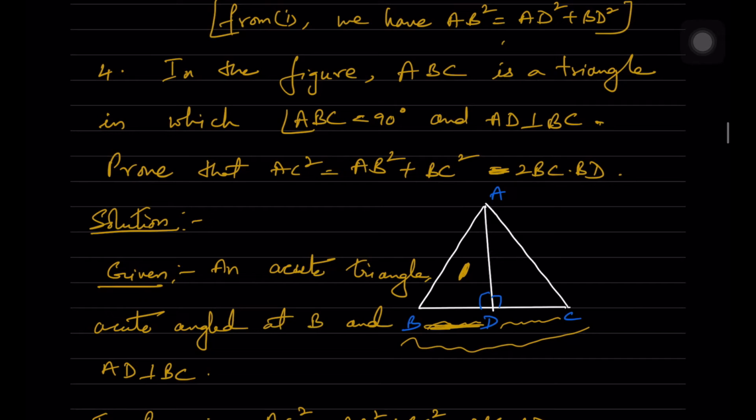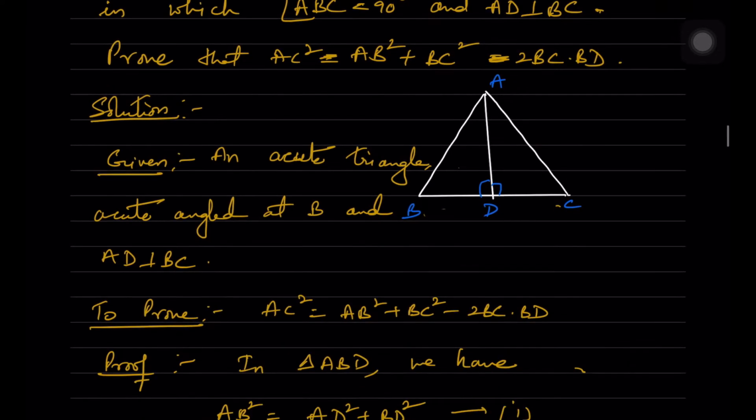Next, fourth one. In the figure, ABC is a triangle in which angle ABC is less than 90 degrees. Like the previous problem, that was an obtuse angle, this is an acute angle, and AD is perpendicular to BC. Prove that AC square is equal to AB square plus BC square minus 2BC into BD. So we have to prove this. It was plus previously, now we have to prove that it is minus here.